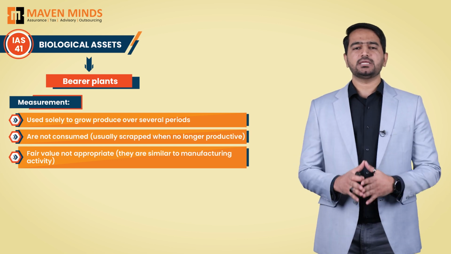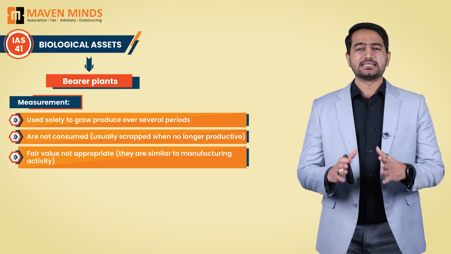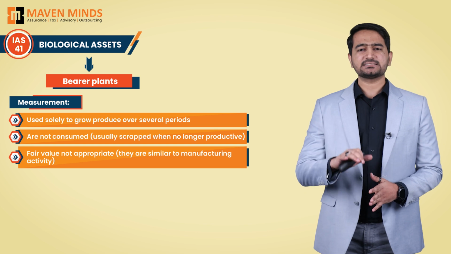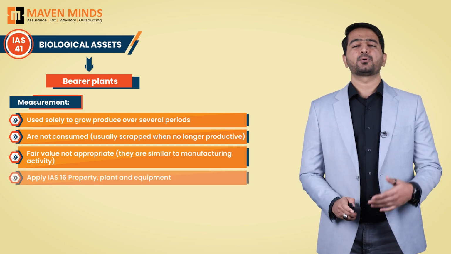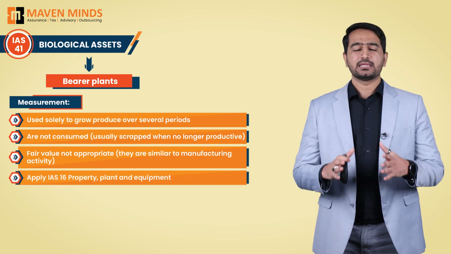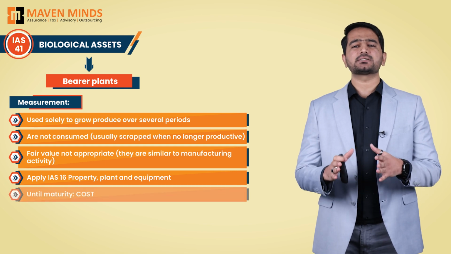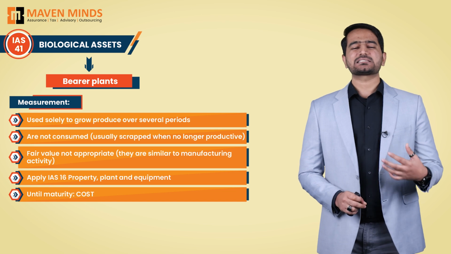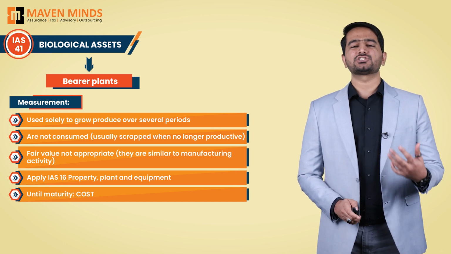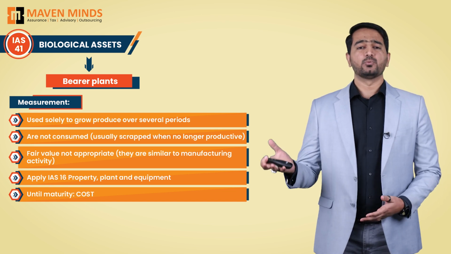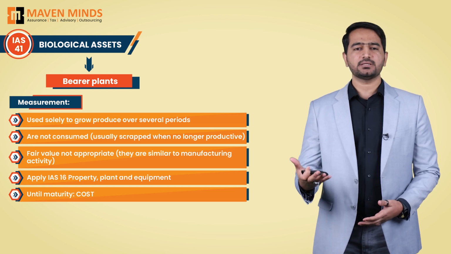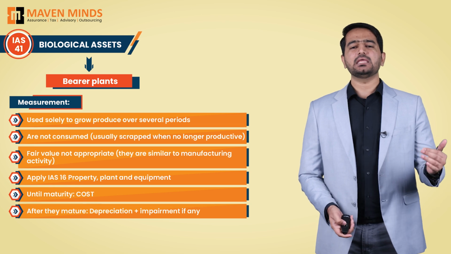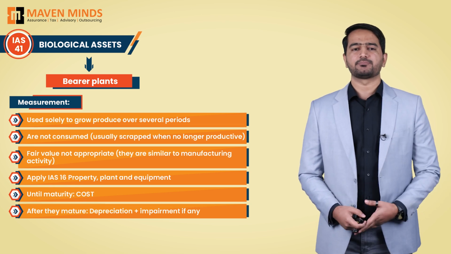So in 2014, the IASB decided to exclude bearer plants from IAS 41 and bring them under IAS 16, property, plant and equipment. It means that until bearer plants are mature to produce, they are measured at cost, just like a machine being built or installed in a factory. And once they mature and start producing, you need to begin charging depreciation and recognizing any impairment losses if applicable.